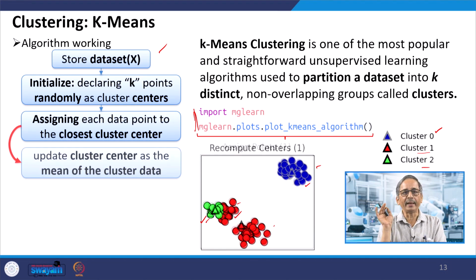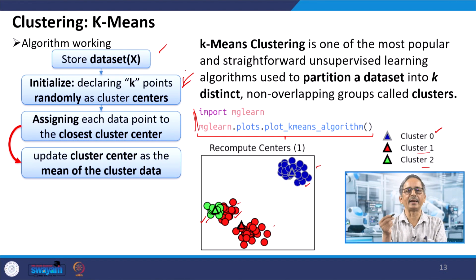Then what is the next step? Now we update the cluster center as the mean of the cluster data. So you see we began with arbitrarily assigning those k points randomly, but now we are updating that by finding the mean of the cluster data.